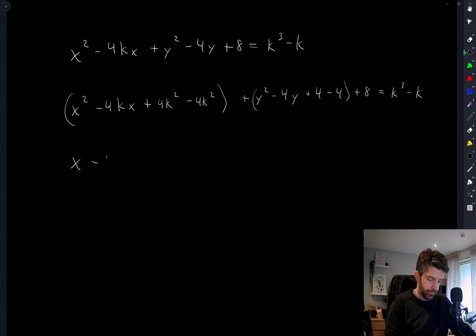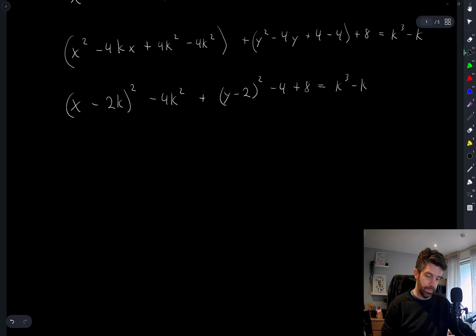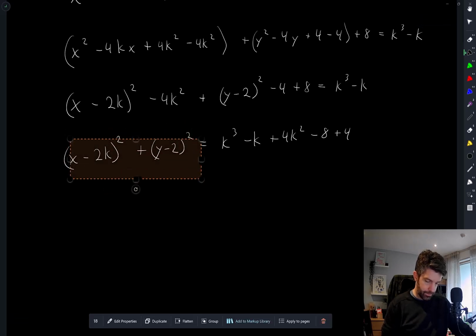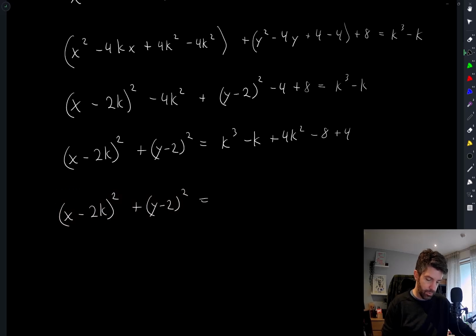So this is x minus 2k squared minus 4k squared. I've just factored that, plus y minus 2 squared minus 4 plus 8 is equal to k cubed minus k. Okay, let's rearrange this now. So I have k cubed minus k plus 4k squared minus 8 plus 4. So the left-hand side, there's nothing wrong with that. That can always be the correct form for a circle for any value of k. But on the right-hand side, we need this to be positive. Let's simplify it a little bit.